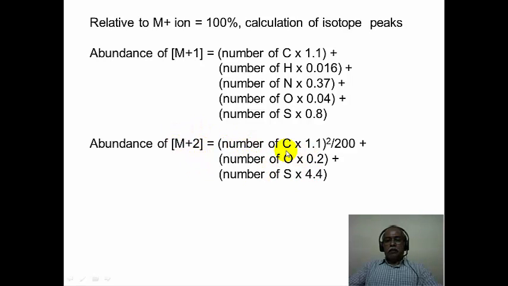In the case of carbon, if there were 2 carbons present in the molecule as carbon-13, it will be 1.1 times the 1.1 abundance of carbon-13. That is why this is given to the power 2, essentially indicating that it is a very small fraction of molecules which will have 2 carbon-13 simultaneously. And that would essentially contribute to M+2.